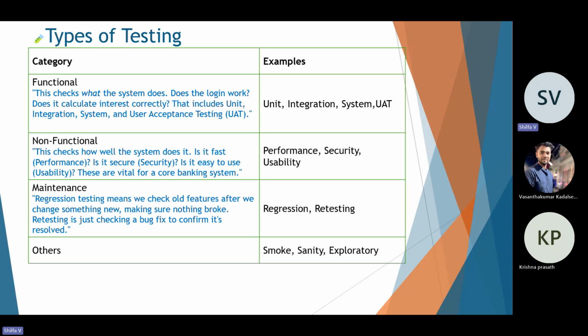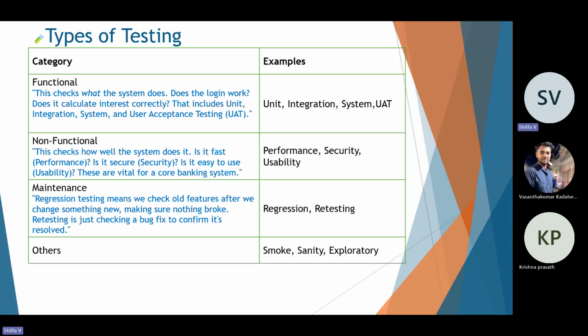Regression means that if we are adding a new feature to a system, we need to check that it will not break any old one. That comes under regression testing. And retesting means we need to recheck a bug to see whether it is fixed properly or not.